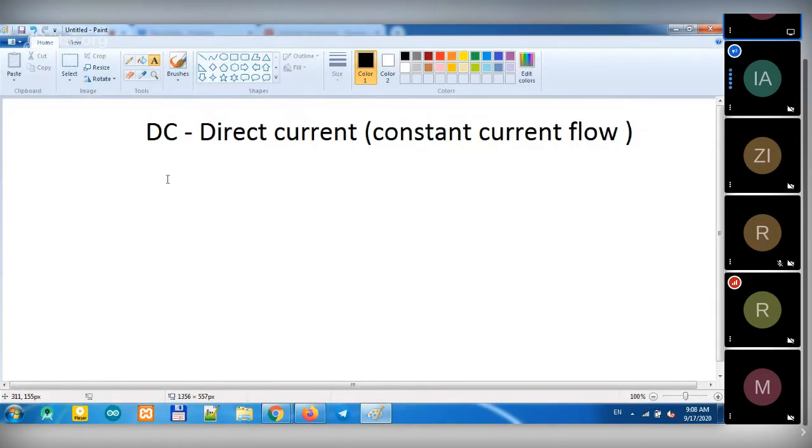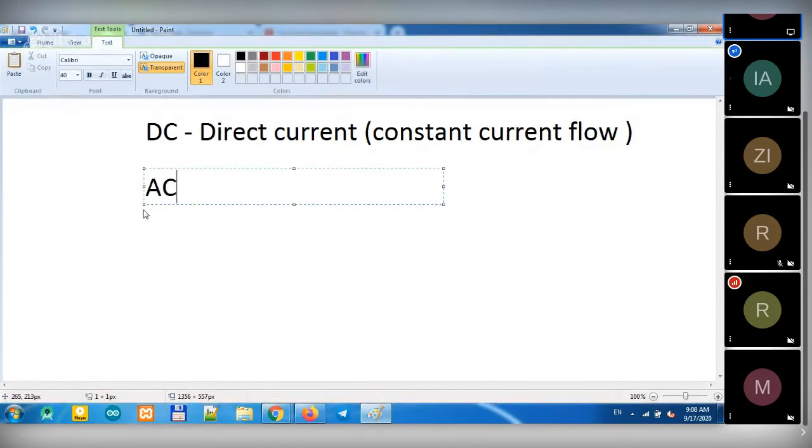So example for that is your chargers, laptop, mobile phone charger, and all the batteries, like clock battery. All types of batteries, right? Okay, let's see the AC now. You know the AC. AC is alternating current.